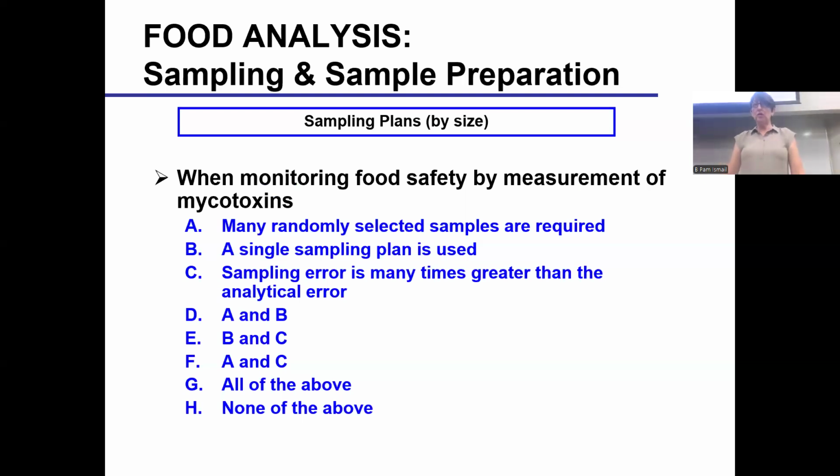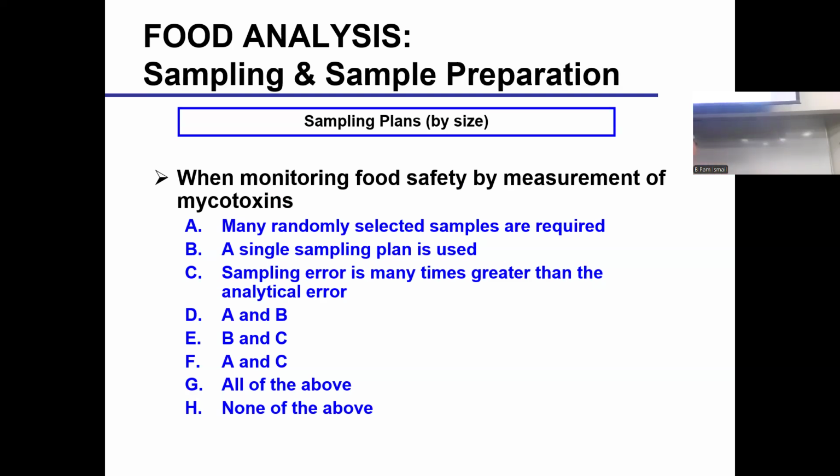So we just talked a little bit about mycotoxin, and here's an example of monitoring the level of mycotoxins, and you want to measure that. So do we need many randomly selected samples? Is a single sample plan used? Is sampling error many times greater than analytical error? What do you think?